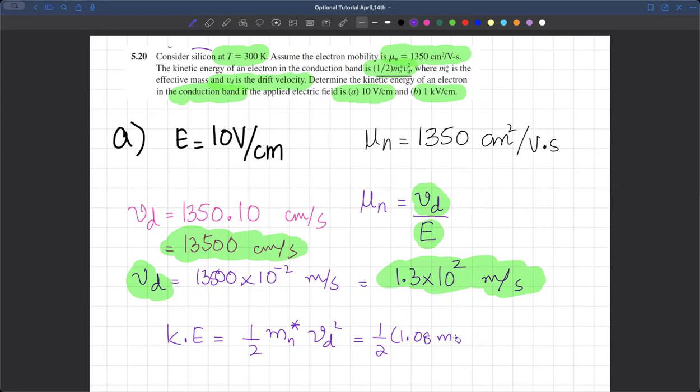You will be given these, don't worry. And Vd squared. M naught being the rest mass of an electron, okay? 9.1 times 10^-31.